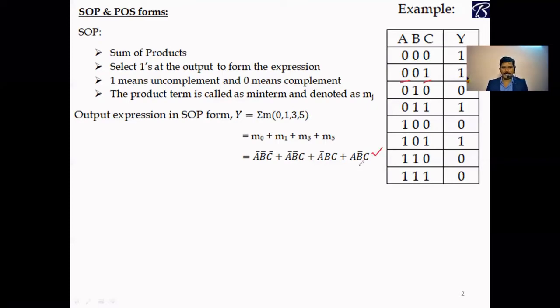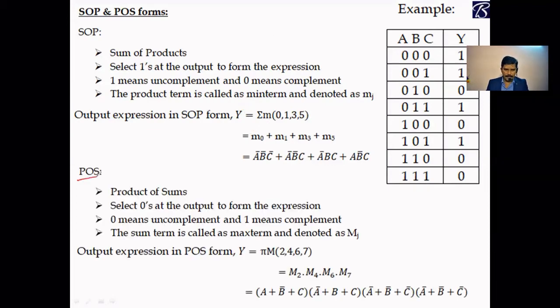Now let us see POS. POS indicates product of sums. That means zeros we need to consider to write the expression. And in the variables, 0 indicates uncomplement and 1 indicates complement. Sum terms will be there, or we can call them max terms. Let us see the POS form, how we can express the output expression for the same y.